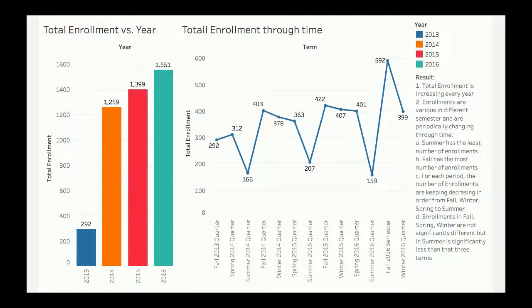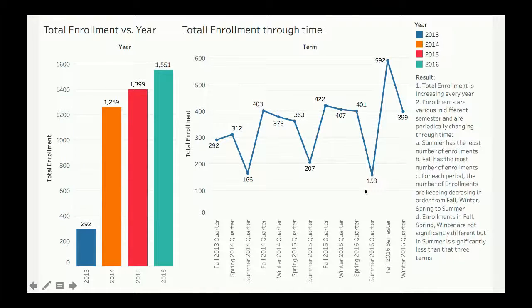The first graph tells the total enrollment versus time. It shows that the total enrollment is increasing every year, and the reason why the enrollment number in 2013 is pretty low is that the data only contains 1 quarter for this year, but other years we have 4. That's the reason. And then we can find out that the enrollments vary in different semesters and are periodically changing. As we can see, this is one period, and it keeps going.